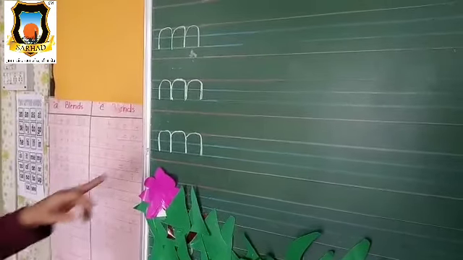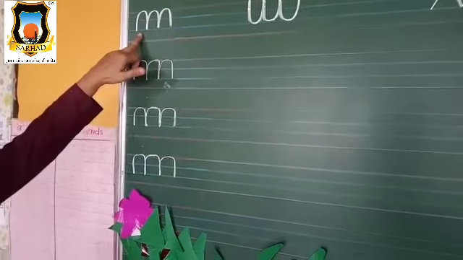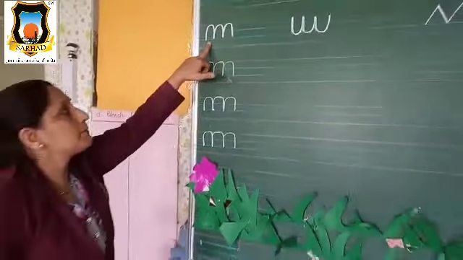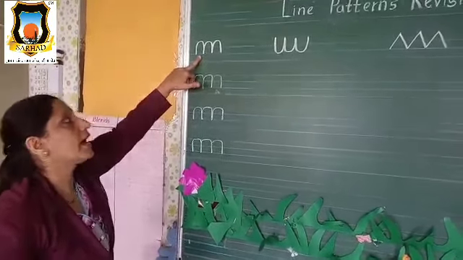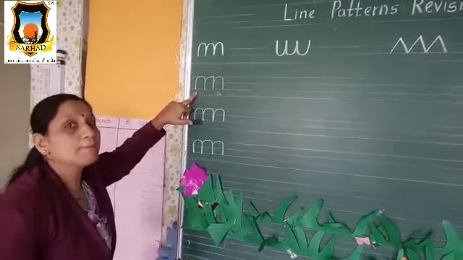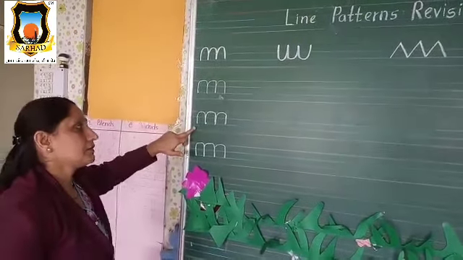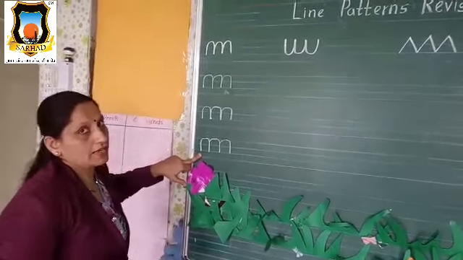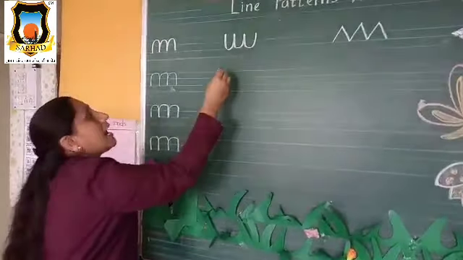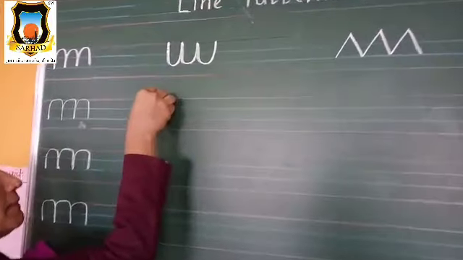Okay children, all of you understand this line? Say all of you loudly with me. Humpty line. Say loudly. Humpty line. Very nice. Humpty line. Okay. Now we will see how to write a bumpety line.